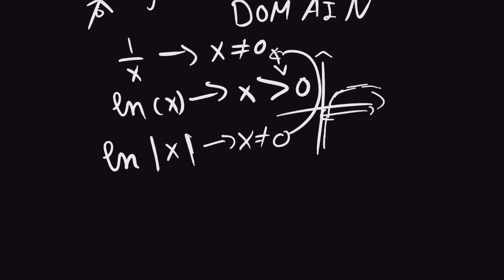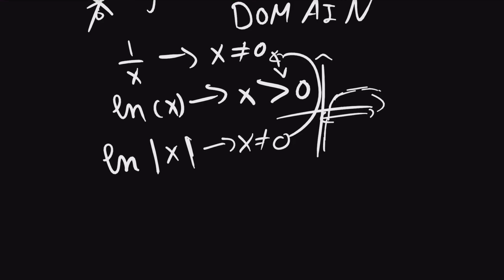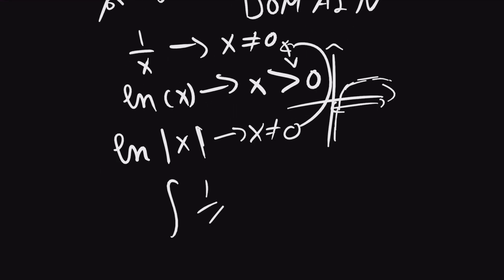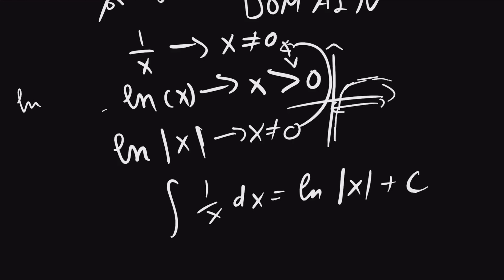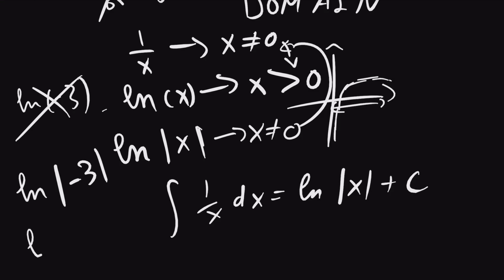And so this right here is a short justification in a way for why the integral of 1 over x dx is equal to the natural log of the absolute value of x plus c. It is simply so that we can have the same domains. So for example, in the natural log of x, you can't have the natural log of -3, that doesn't exist, but you can have the natural log of the absolute value of -3, because that's simply equal to the natural log of 3.